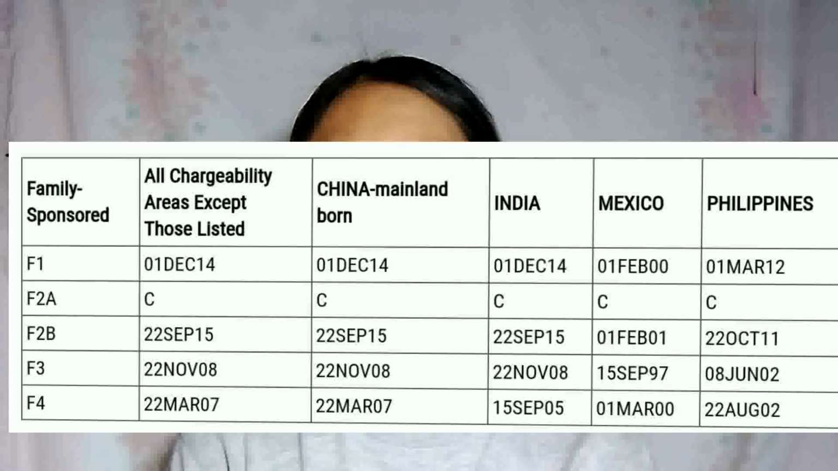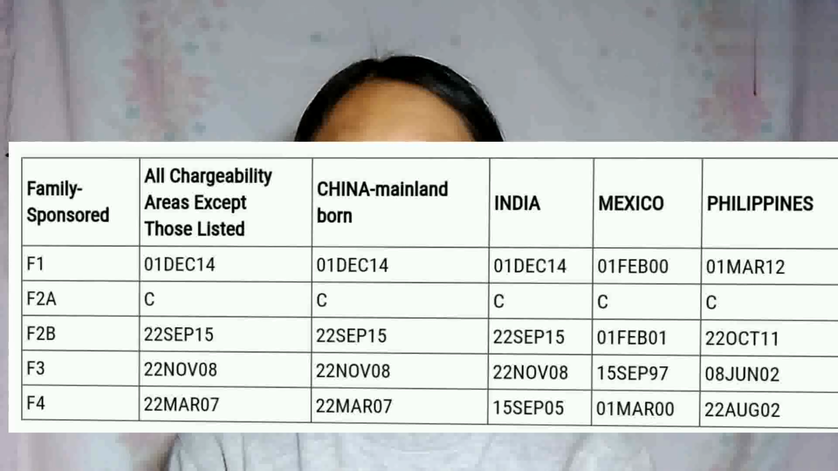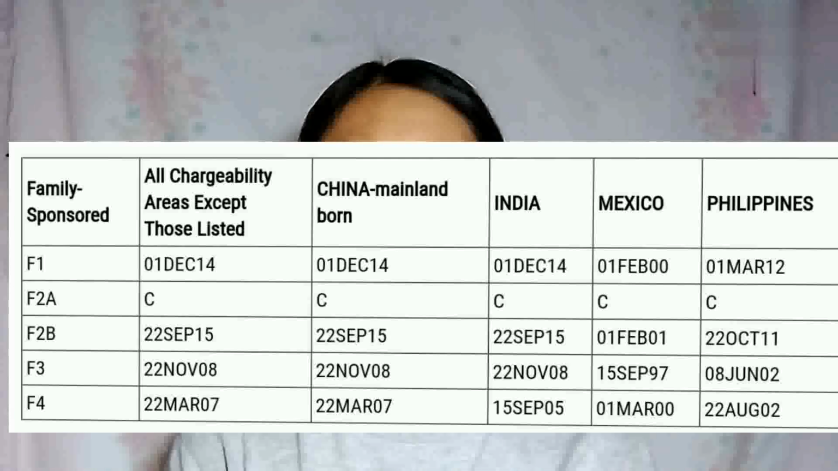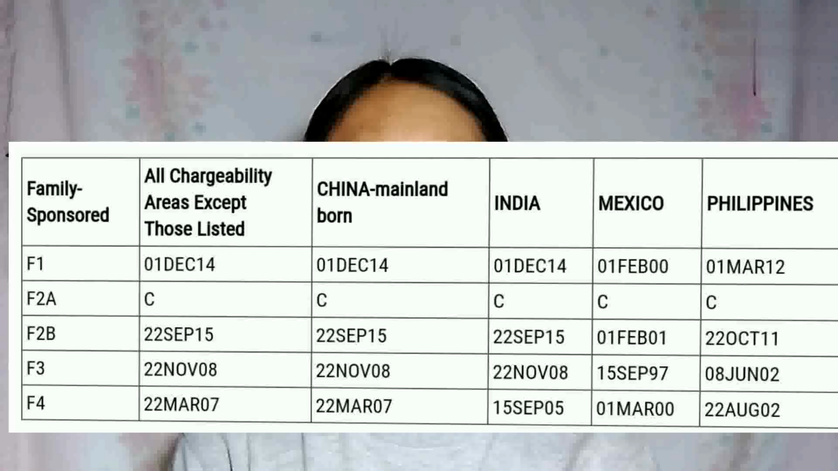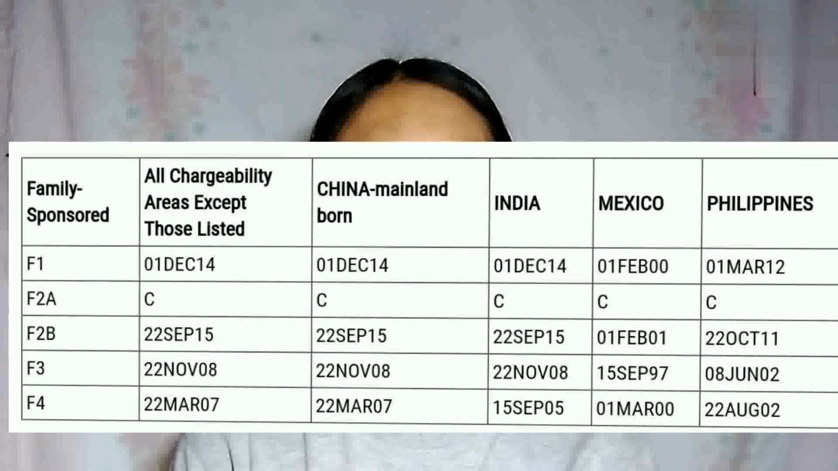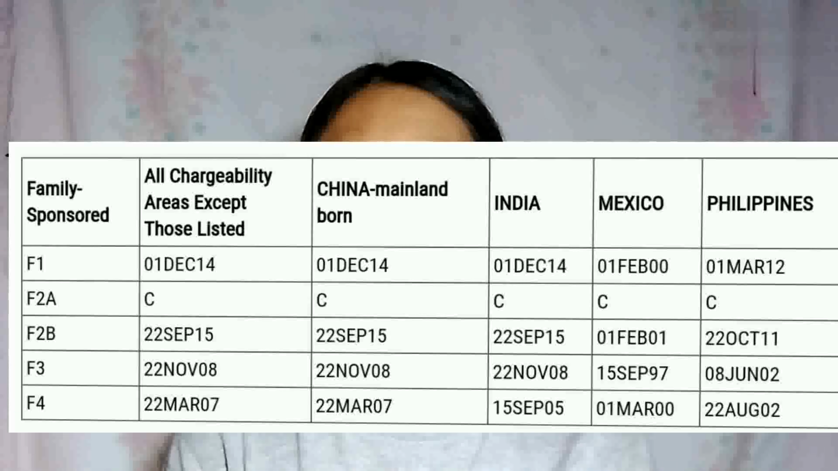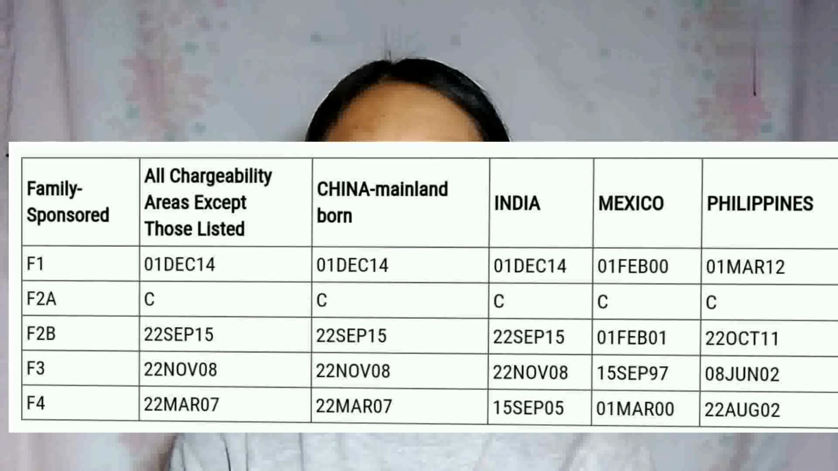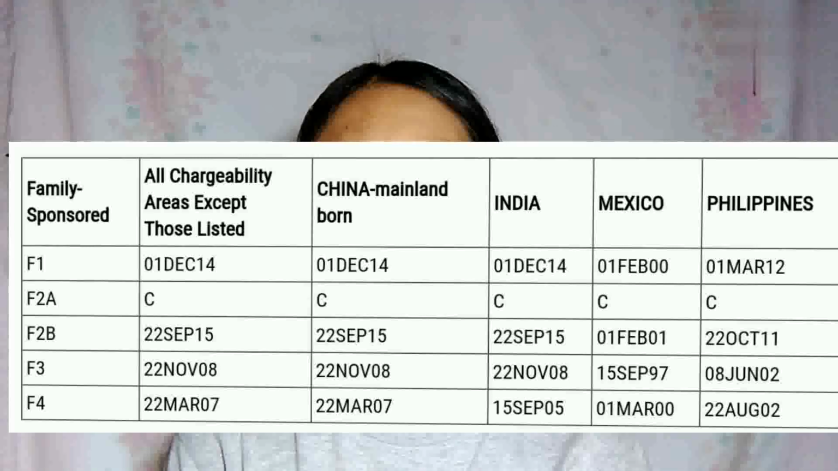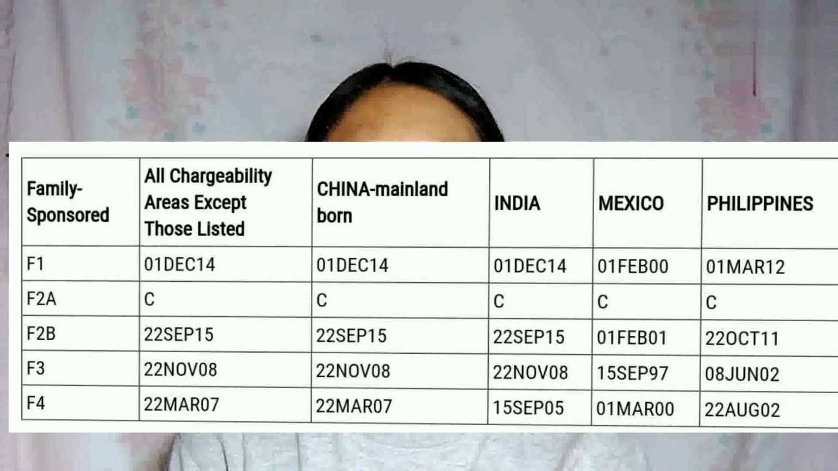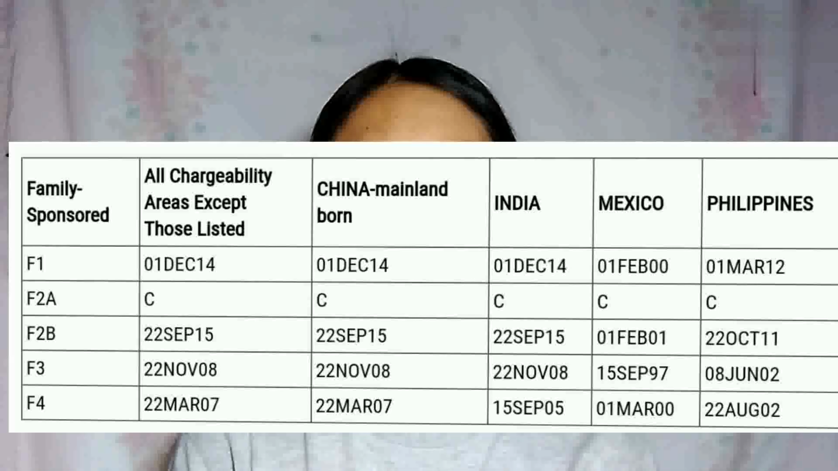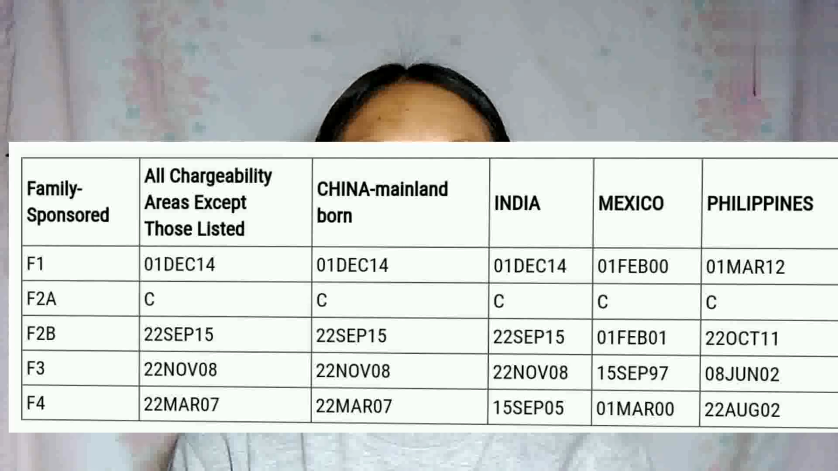F2A, family-sponsored, all chargeability areas except those listed: current. China mainland-born, current. India, current. Mexico, current. And Philippines, current. F2B, September 22, 2015, for all chargeability areas except those listed. China mainland-born, September 22, 2015.